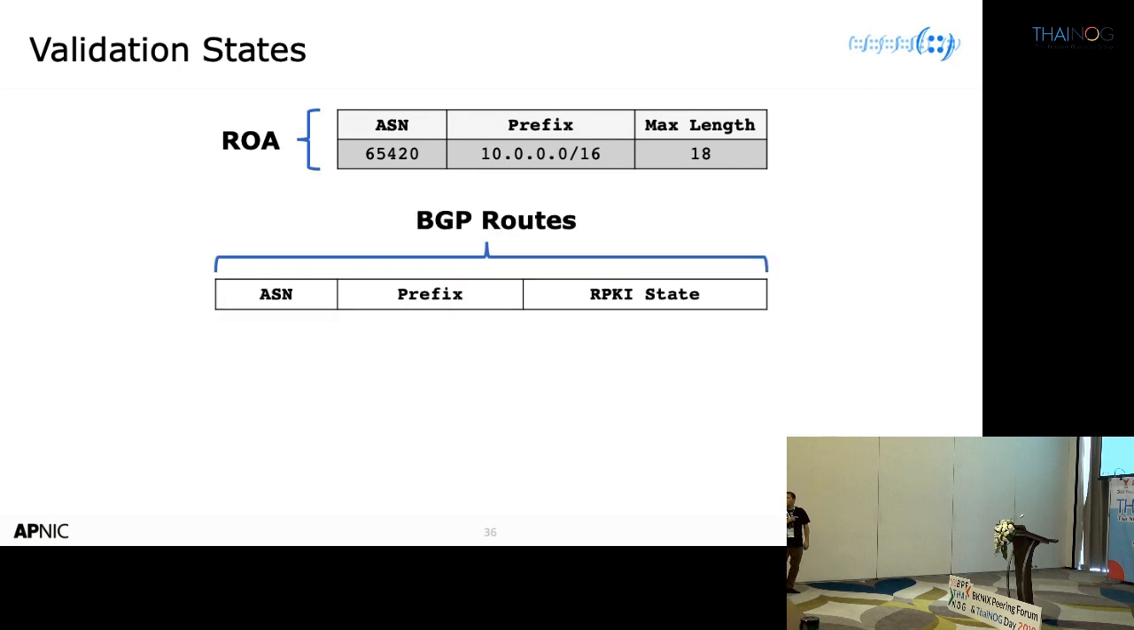Now let's see what you see in BGP. Let's say in BGP you receive this route, a BGP update from your neighbor. What do you think this is? Is it valid, invalid, or not found? Valid. Okay. Why is it valid? The prefix matches, the length matches, the origin AS matches, right? Straightforward. No nonsense.